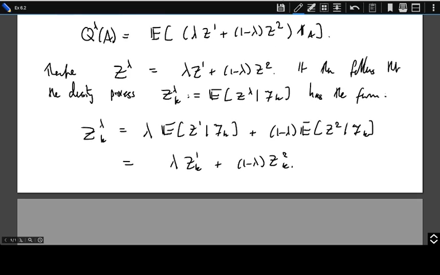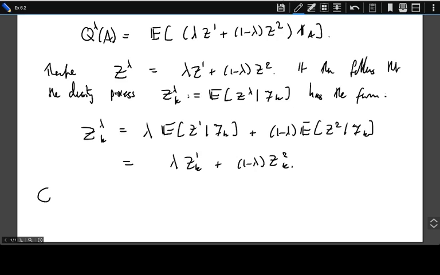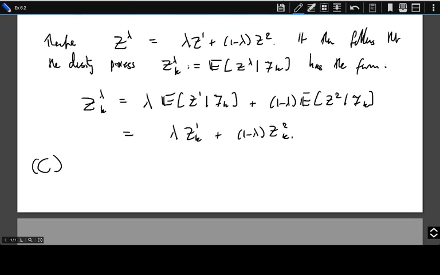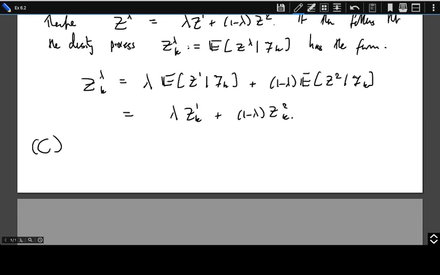Now finally we want to show that Q lambda is itself an equivalent martingale measure. Well, we know that it's a probability measure, and we know that it's equivalent to P, so we just need to show that it satisfies the martingale property. Well, that the risky asset under Q lambda is a martingale.